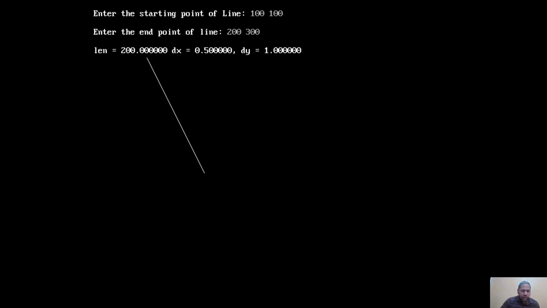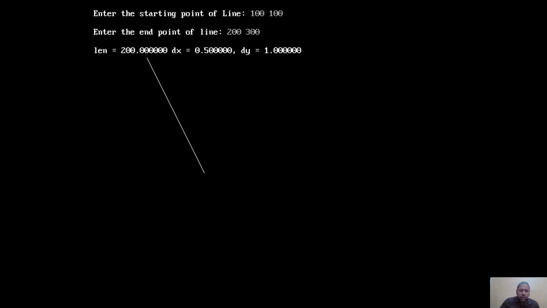Enter. Yes, I think you can find the output, the line is displayed on the screen. What is the length? I think I have got the length is equal to 200 because it is the highest between x2 minus x1 and y2 minus y1. So 200 minus 100 is 100, 300 minus 100 is 200, largest is 200. So length is equal to 200.